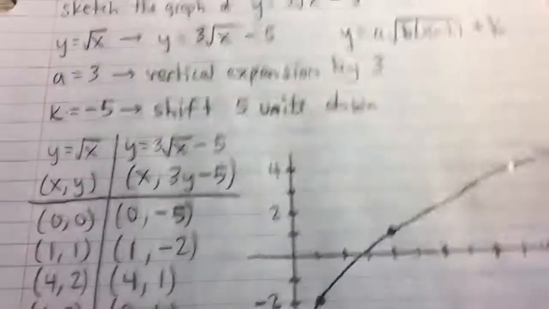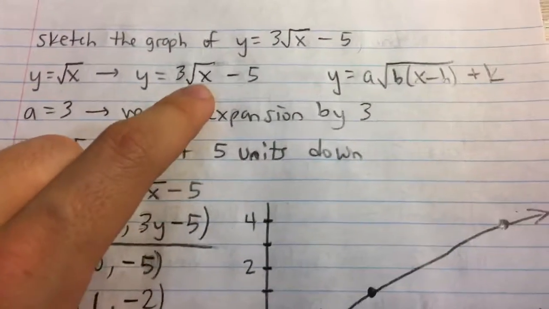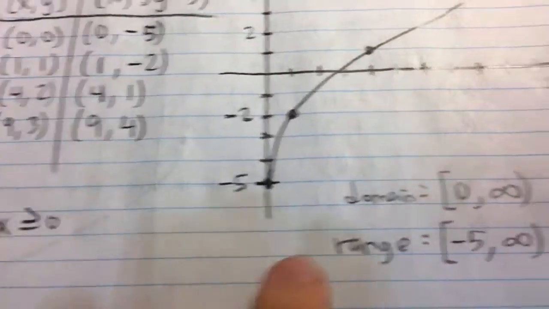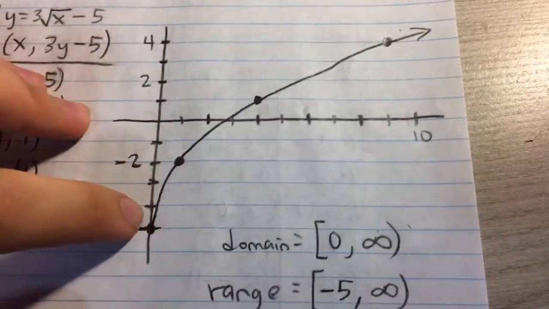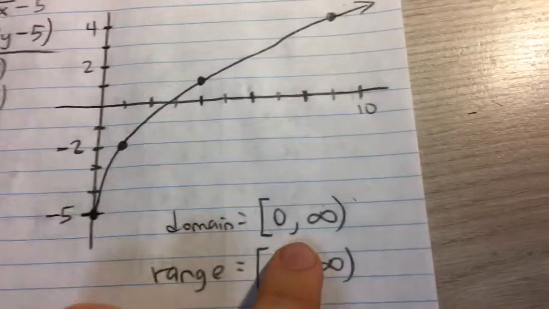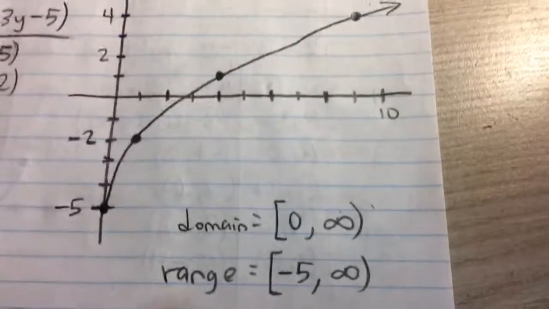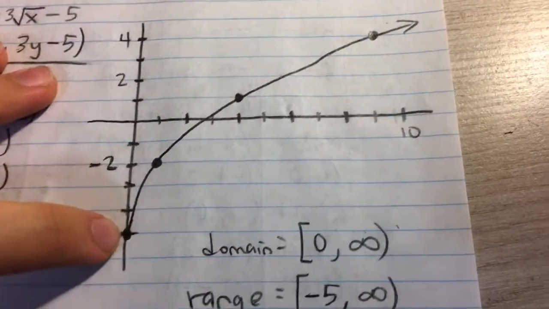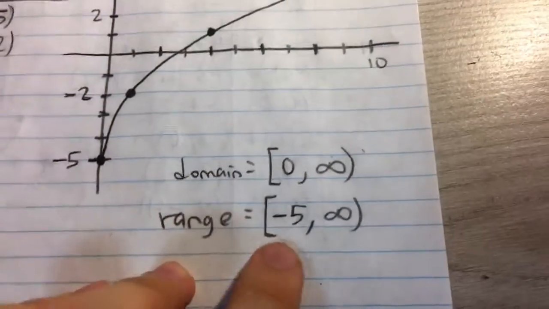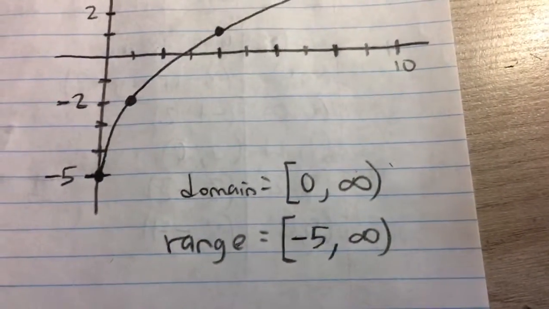As for the domain, well, it's simple. The square root cannot be negative, and so x has to be greater than or equal to 0. In other words, you can also tell from the graph that x has to go from 0 to positive infinity. And so that's our domain, from 0 to positive infinity. As for our range, it goes from negative 5 up, in other words, from negative 5 to infinity.